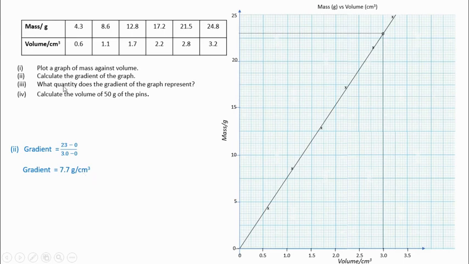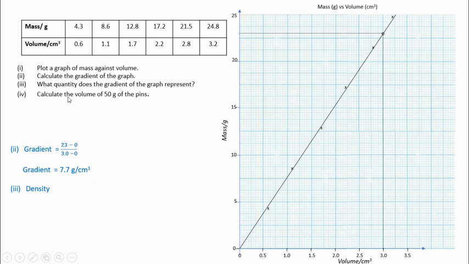Now the next question asks, what quantity does the gradient of the graph represent? This would require some prior knowledge. The gradient is telling you how much mass there is for every unit of volume. And by definition, that's what density is. So density is the answer for part 3 because density is mass per unit volume. So that's how you would find the density of the pins using the graph, just by finding the gradient.